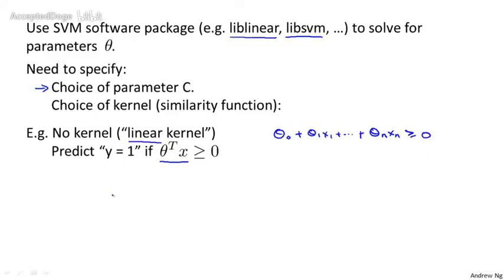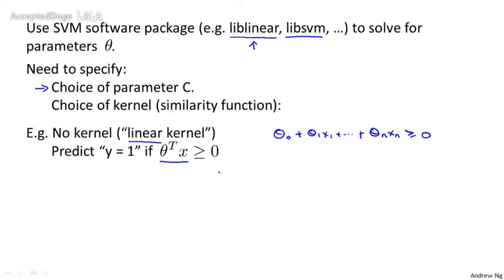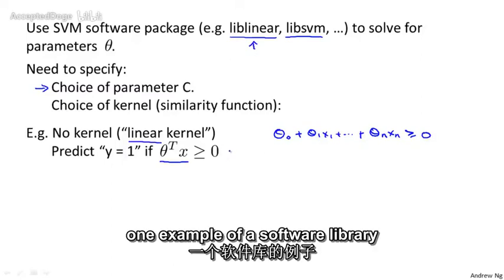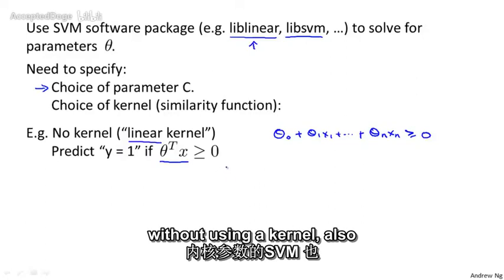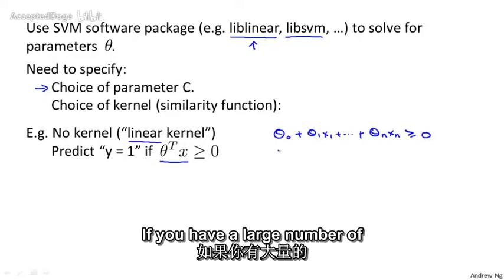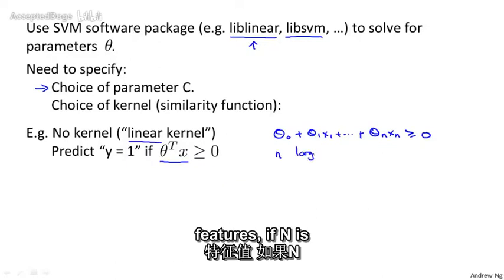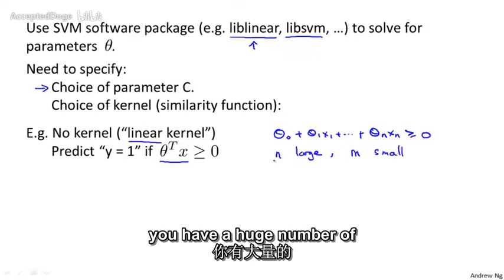That would be one reasonable choice for some problems, and there are many software libraries, like liblinear, one example out of many, that can train an SVM without using a kernel, also called a linear kernel. So when would you want to do this? Well, if you have a large number of features, if n is large, and m, the number of training examples, is small, then you have a huge number of features.